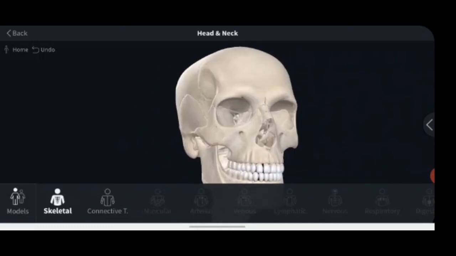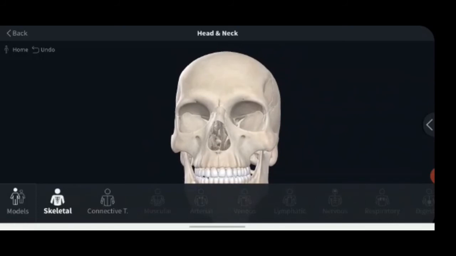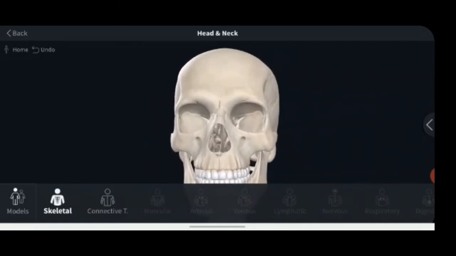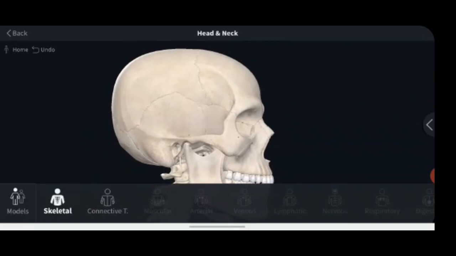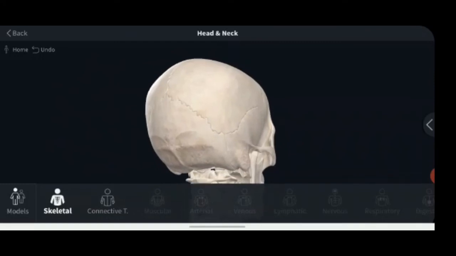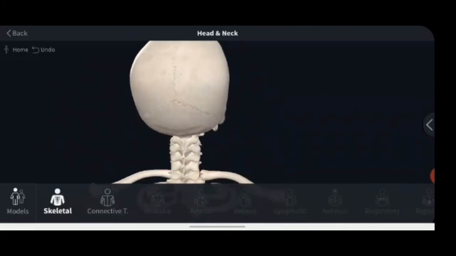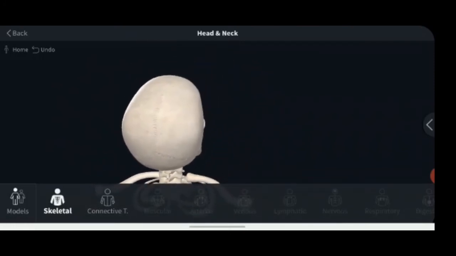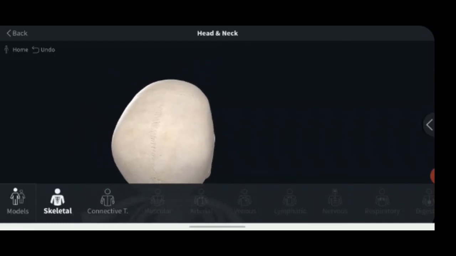Studying the skull can be done in two ways. One is viewing the skull in various planes. Viewing the skull in the front is called norma frontalis. Viewing the skull from the side is called norma lateralis. Viewing the skull from behind is called norma occipitalis. Viewing the skull from above is called norma verticalis.